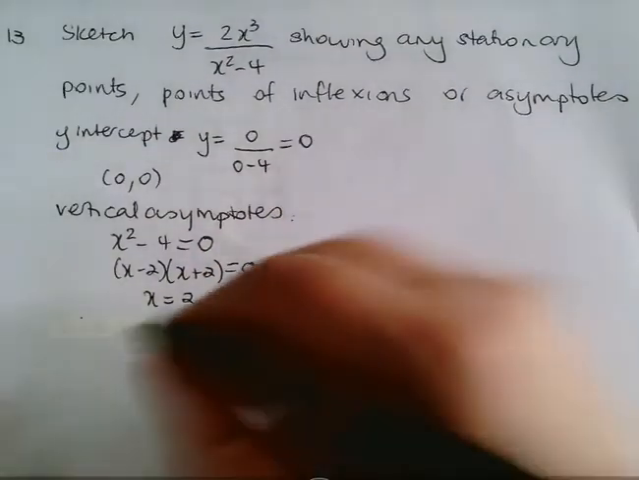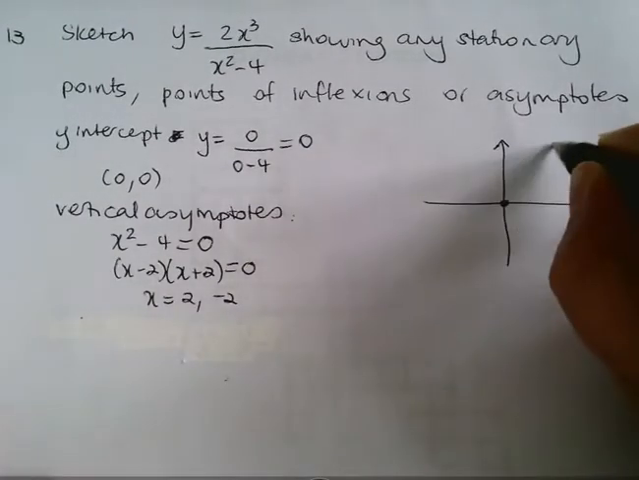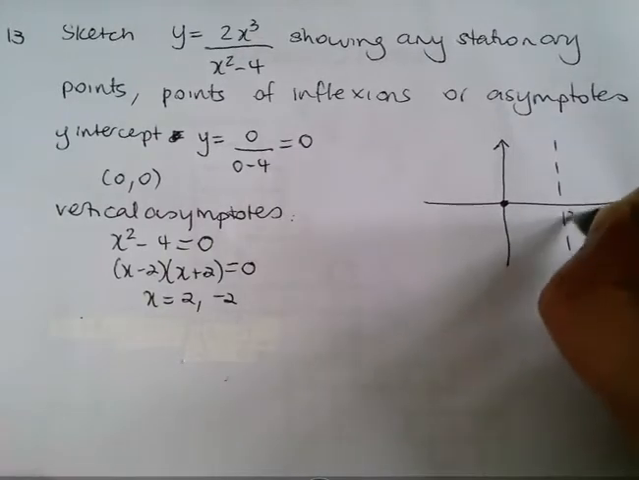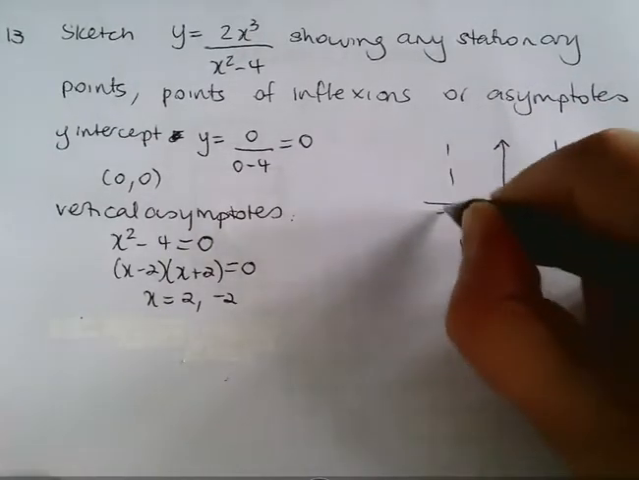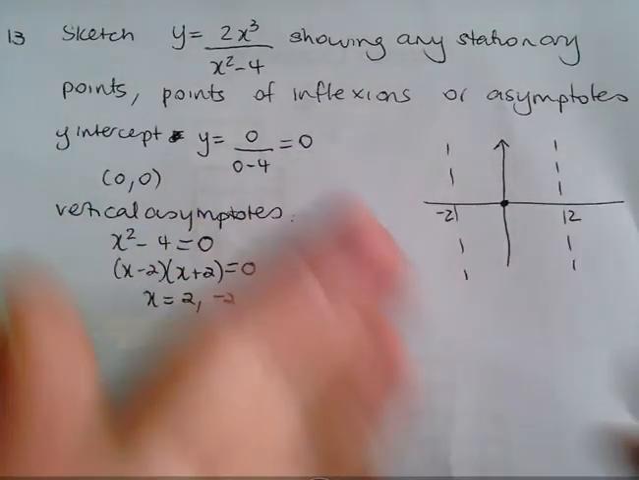Okay, so this is what we've got so far. Just do it over here. It cuts through (0, 0). We've got asymptotes at 2 and negative 2. If you want, you can do the substitution on either side of the 2 and negative 2 now.